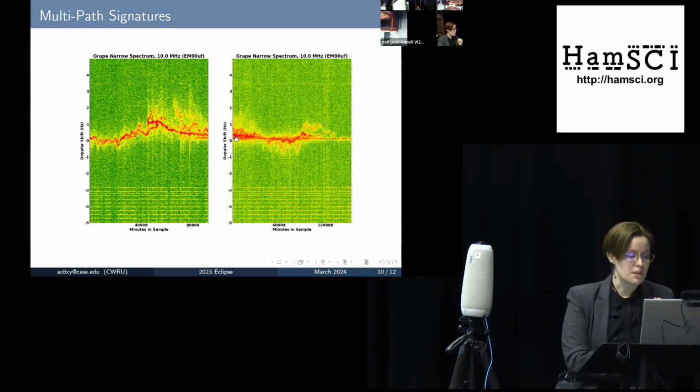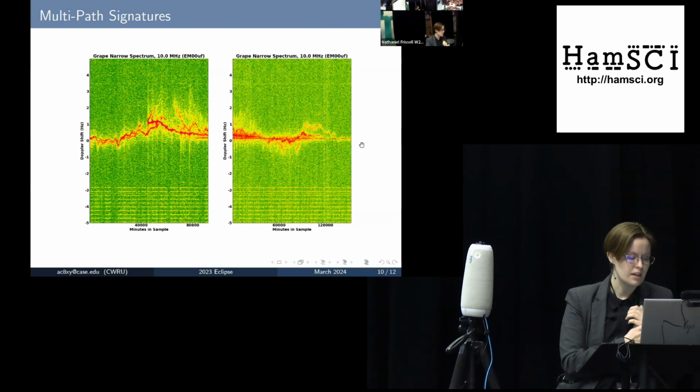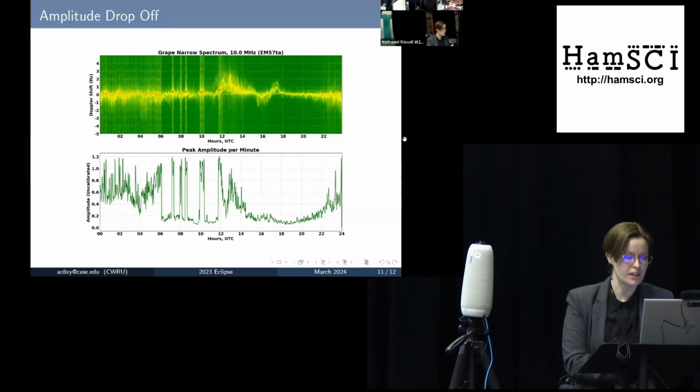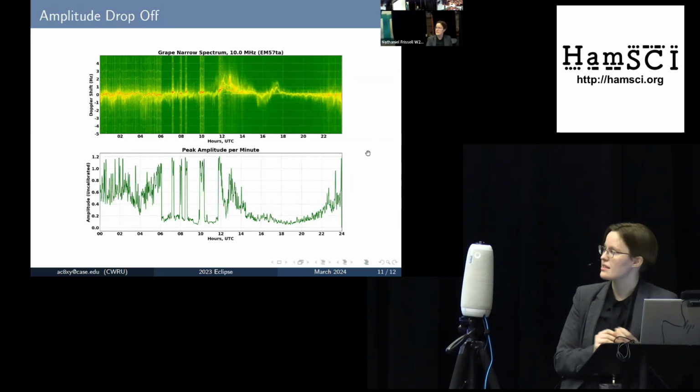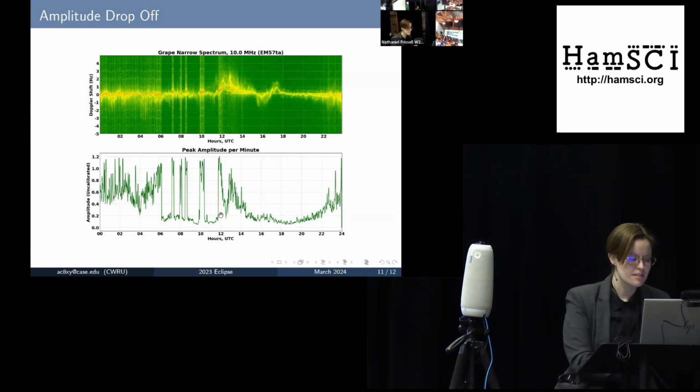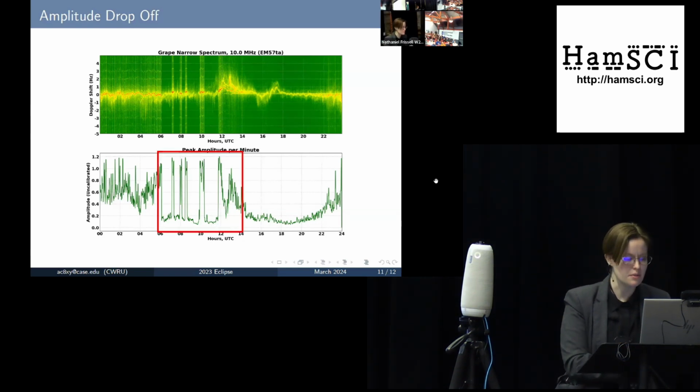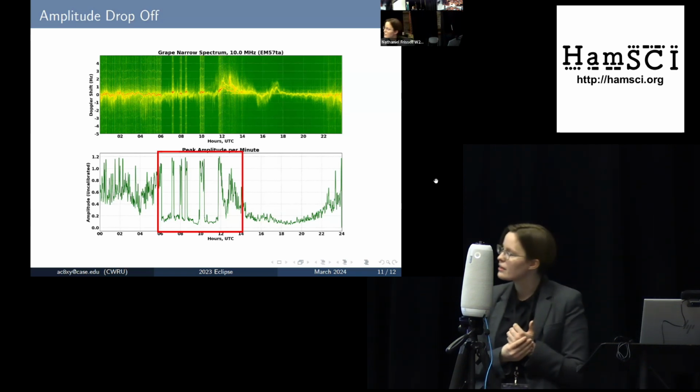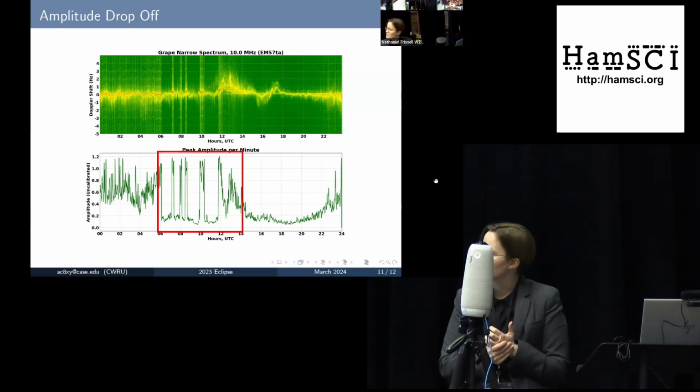So we do see that there's some similarity between dawn and dusk in that there can be multipath during the eclipse signal, but it's definitely not as intense or as many layers as we get during the full dawn situation. And then the last thing to note from previous talks is we still get certain amplitude drop-off periods in Grape 2 data as well, if you're watching for it.